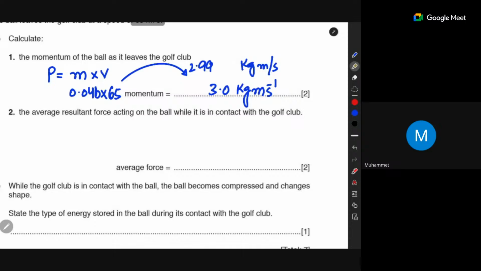Okay, now the next part is the average resultant force acting on the ball while it is in contact with the golf club. So the average resultant force is to be calculated. You have two options. Either use F is equal to MA, or you can calculate F is equal to delta P divided by T, that is, impulse over time.